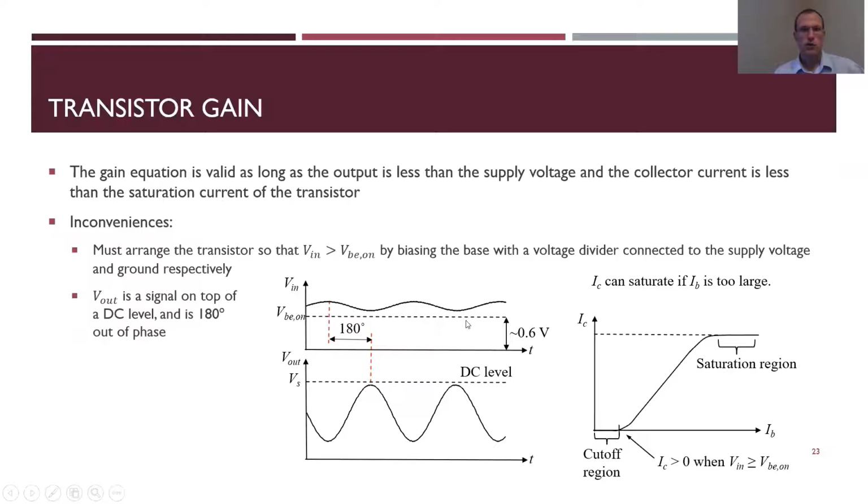You can see there's a few elements here. There's this VB on, which is 0.6 volts. There's some sort of V in as an AC source. There's a VS coming in to power it, again some sort of DC level. And then my V out is this V in, but shifted 180 degrees and amplified. So bigger amplitude, shifted 180 degrees.